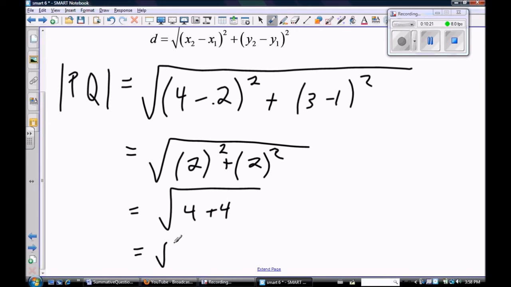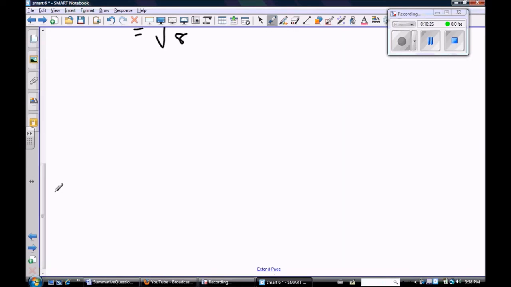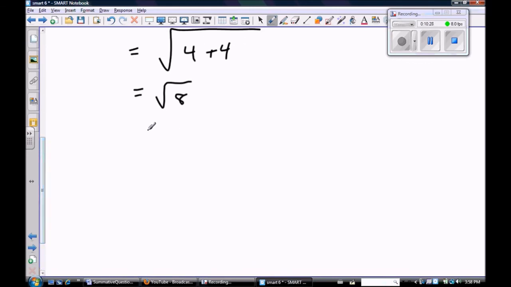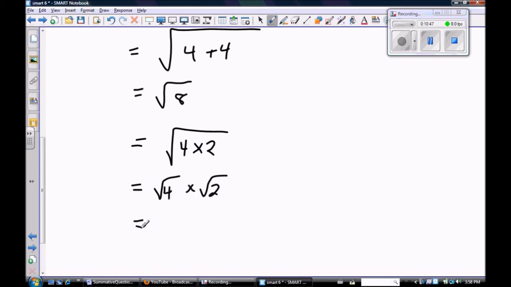And again, check with your teacher. Do they want decimals at this point? If they don't want decimals at this point, then we will reduce the radical. The biggest perfect square, so 2 squared, 3 squared, 4 squared, 5 squared, etc., that evenly divides 8 is 4. So I'm going to rewrite 8. It's the square root of 4 times the square root of 2. And what's the square root of 4 again? Oh, it's 2. So the answer is 2 root 2.